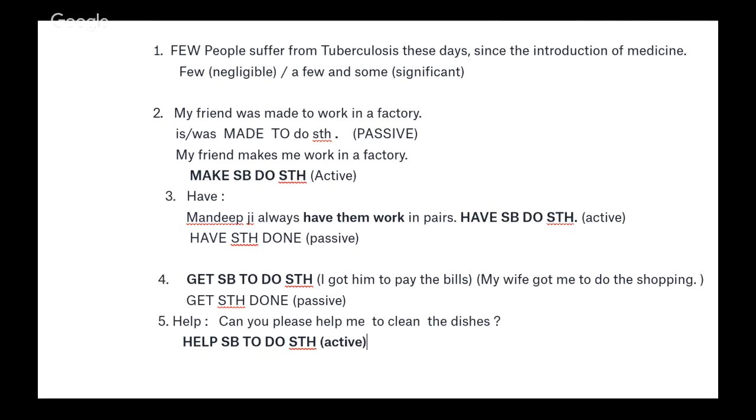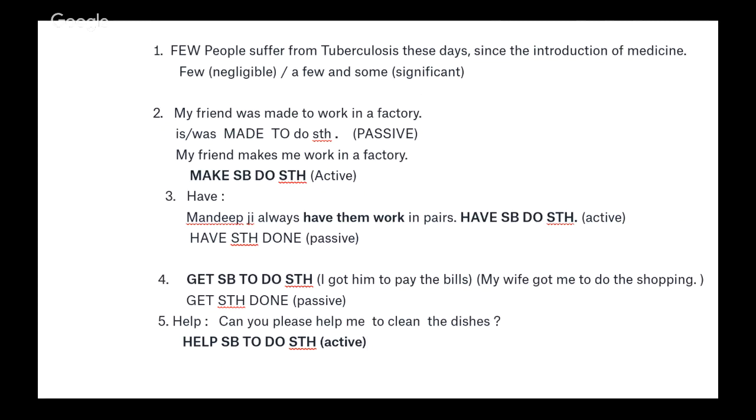How about get somebody to do something? This time, this is the time you're going to use to. Will you use to for make in active? No. Will you use to for have in active? No. Then where are you going to use to? In get and help. So one example, he made me write a letter. No to.